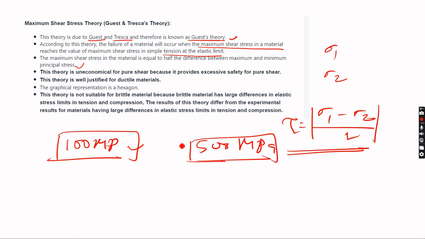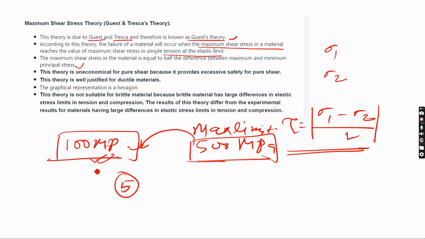Sorry, this is your maximum limit, and according to your theory, you are calculating this value as 100 megapascal. So you are far below your maximum value. If you check the factor of safety, you have a factor of safety of five.